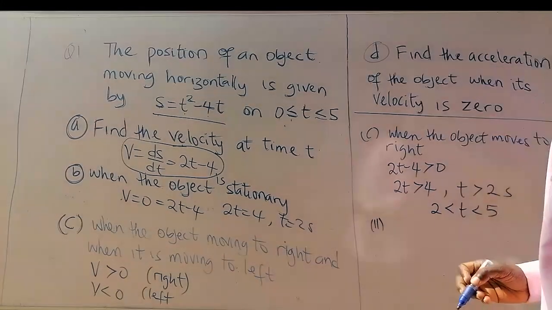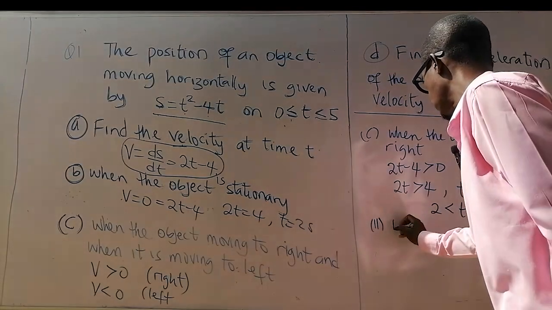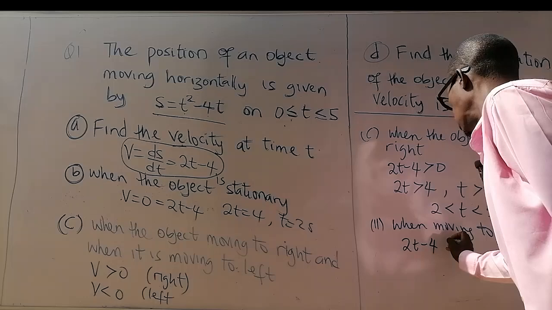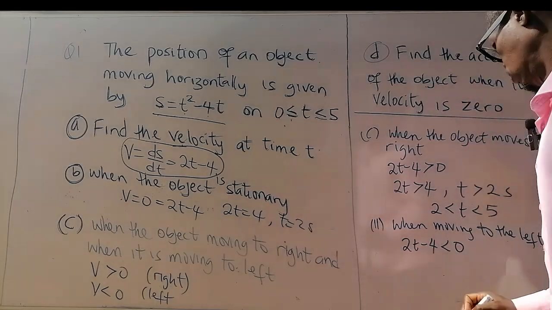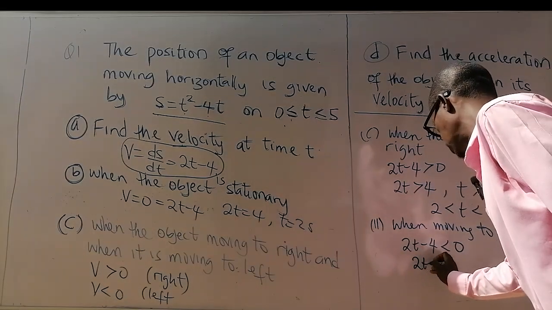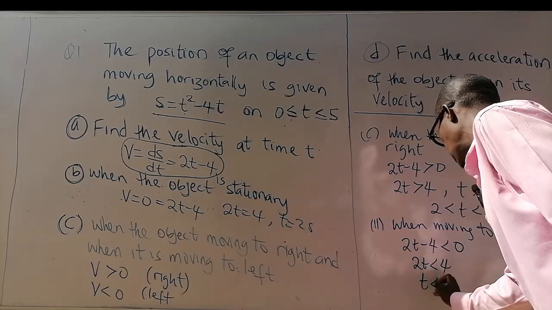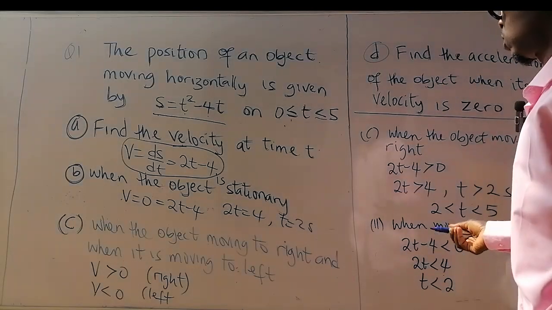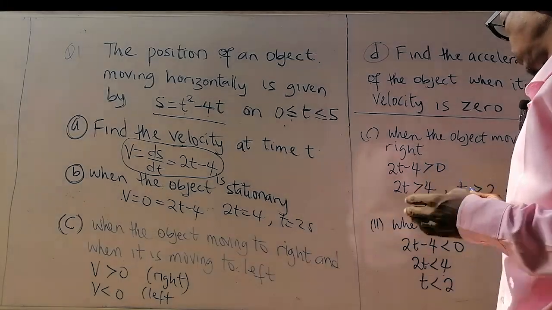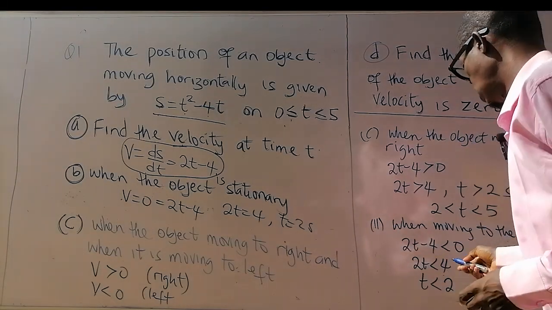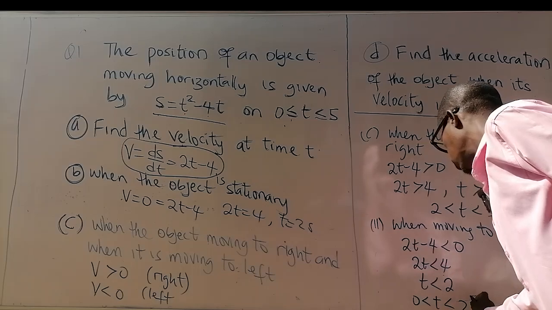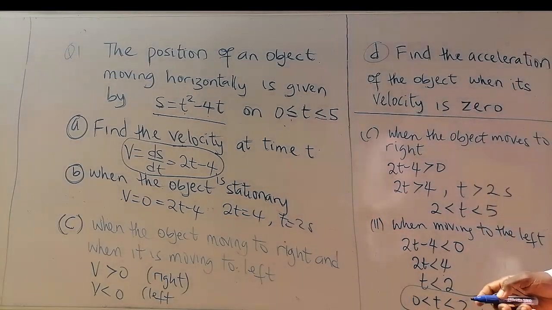The second part is when it's moving to the left. In that case, we have the velocity equation less than 0. So we solve that: 2t - 4 < 0, so t is less than 2. According to our interval, that means 0 < t < 2 when it's moving to the left.